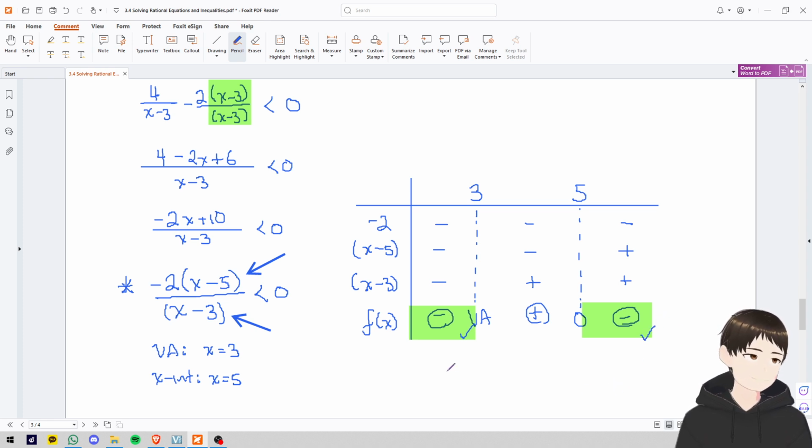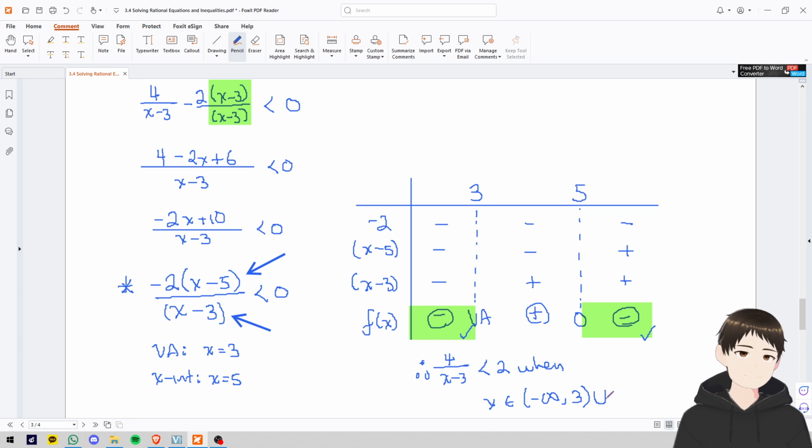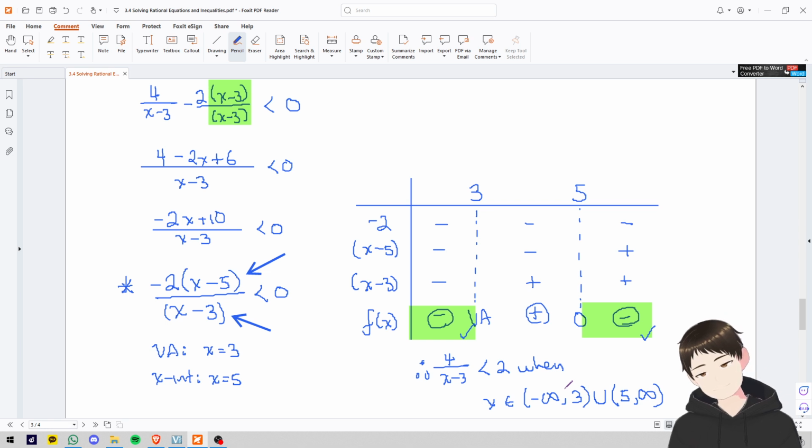We finished it. So you say, therefore, 4 over x minus 3 will be less than 2. That's the original question. When x belongs to negative infinity all the way to 3, but not touching, union 5, but not touching, all the way to positive infinity. Done.